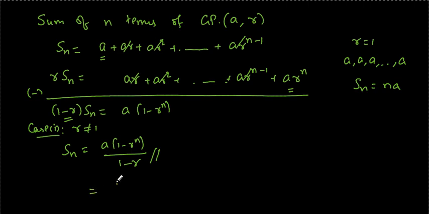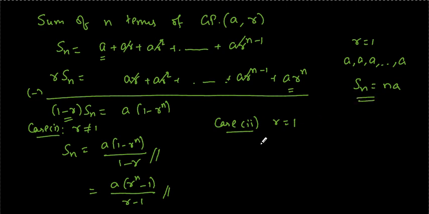So this is the formula for sum of n terms of a GP. You can also write this as, if you take minus 1 common from both numerator and denominator, we would get this. In case 2, when R is equal to 1, 1 minus R becomes 0, so you cannot divide by 1 minus R. But we have already looked at that case. We get sum of n terms would be nA. So this is the formula for sum of n terms of a GP whose first term is A and common ratio R.